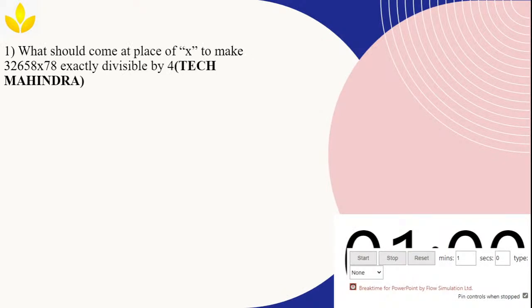Okay. So the question is, what should come at the place of x to make 3, 2, 5, 6, 8, x, 7, 8 exactly divisible by 4? And the options are, option A doesn't matter, option B 4, option C 2, and option D 0. Okay. So I'm giving you 1 minute for each of the questions here.